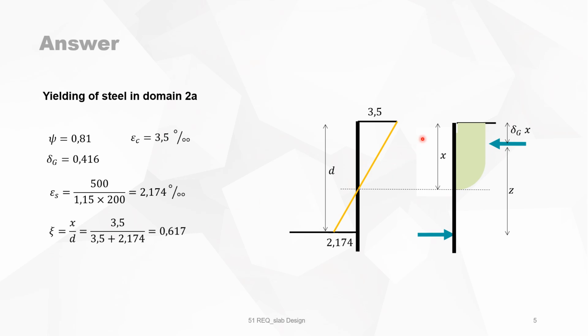The xi is of course x over d, which gives you the position of the neutral axis. It is of course 3.5 divided by the sum of those two, because then you are working in this triangle. And with those elements, we can write a rotation equilibrium around the tensile force in the reinforcement, at the point where the total compressive force of the concrete is. From there on, fill in the different values, and we see that we have mu d, a reduced bending moment, of 0.371.